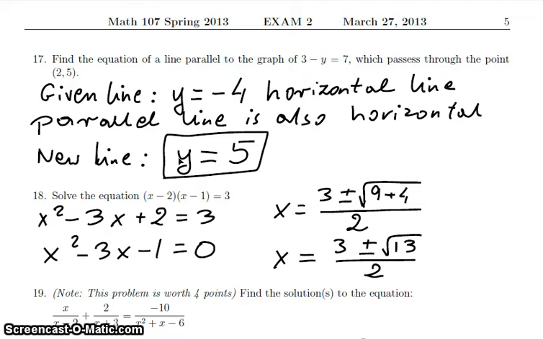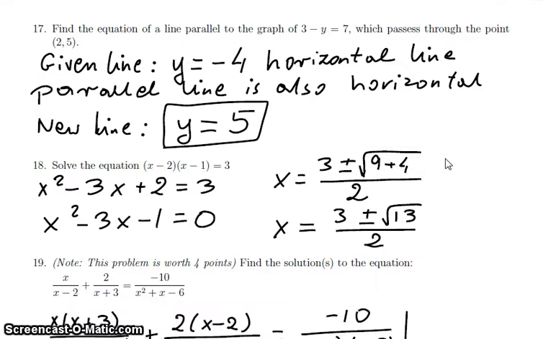So the new line is going to be y is equal to 5 because the horizontal line has to pass through this point 2, 5. So the y-coordinate of this point has to be on the line. So it's y is equal to 5.